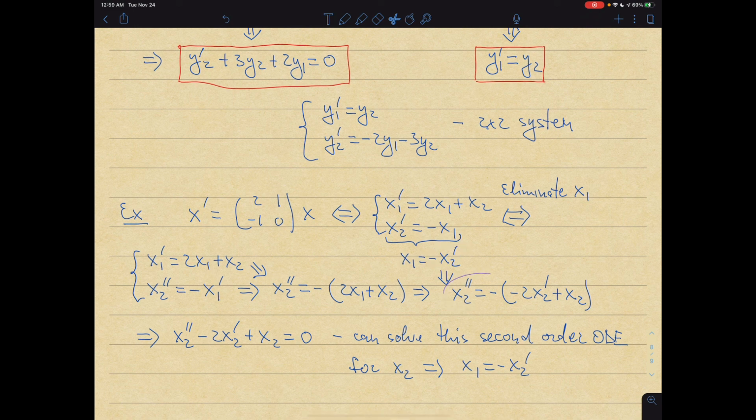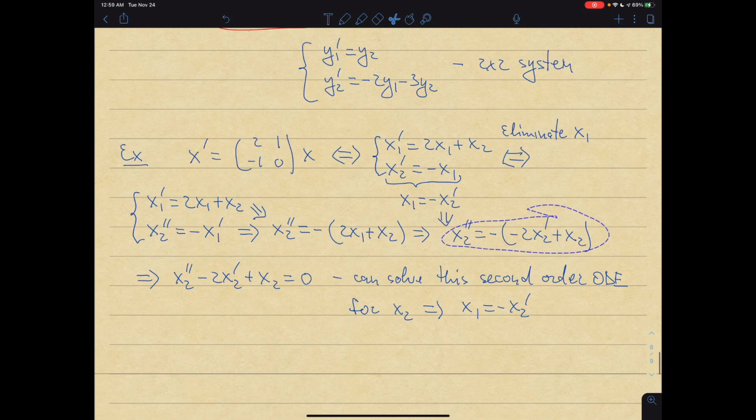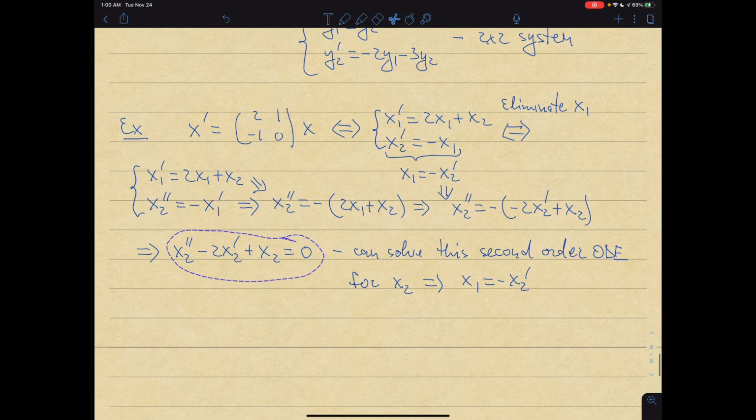What is left is a second order ODE, but now it only has x2 in it. There is no x1 left, so I have a single second order ODE as a result. I had a system in the beginning, and at the end, I just get a single second order ODE. In fact, this is a second order linear homogeneous ODE with constant coefficients once I move everything that was on the right to the left. So I can solve this second order ODE for x2. And once I solve it for x2, I can find x1 simply by taking the derivative of x2, and that will give me x1.